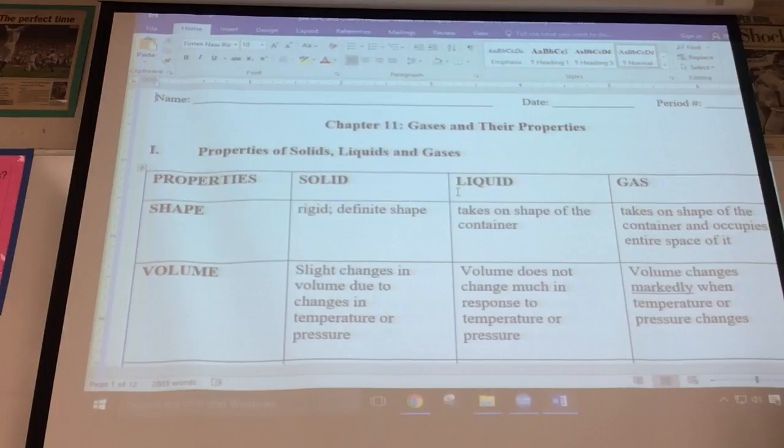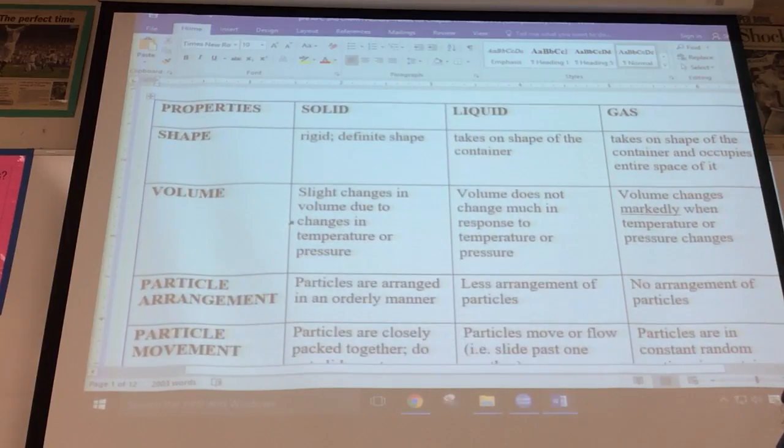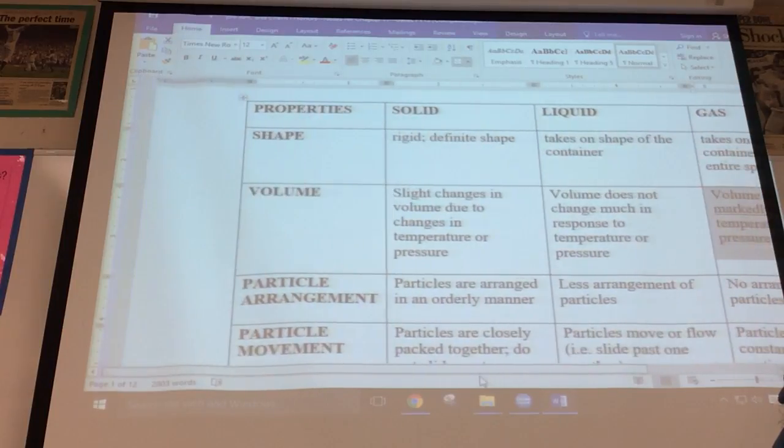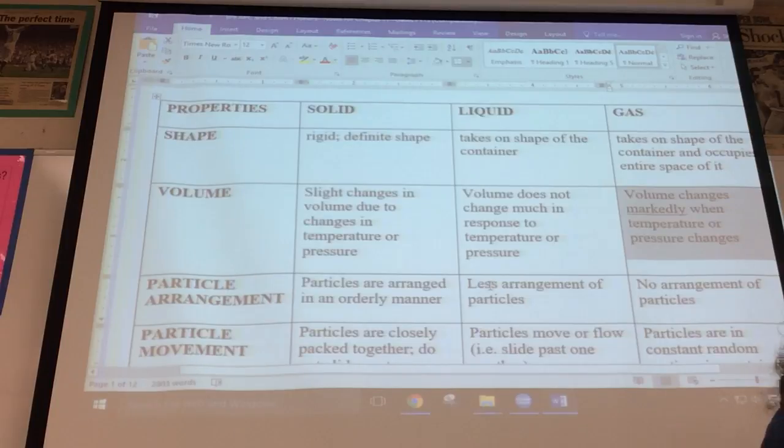You'll see that when you're talking about the volume of a gas, you're really talking about the volume of the container the gas is confined to. We will be looking very carefully at how volume is altered when you alter temperature or pressure of a gas. We'll actually be exploring all of that today.